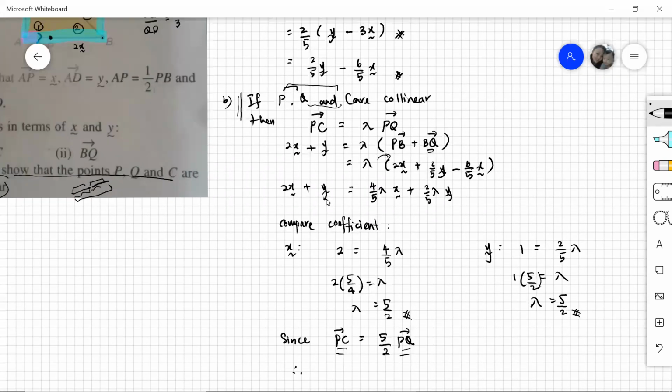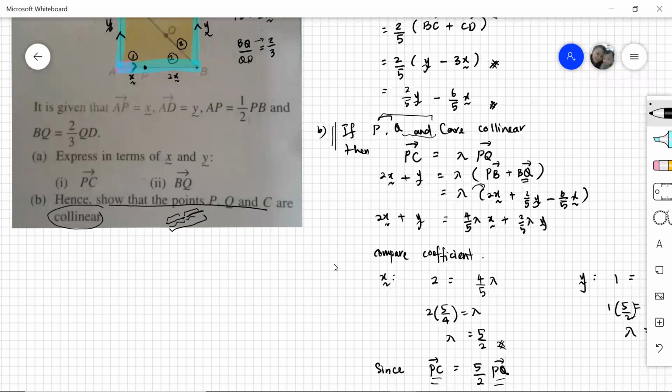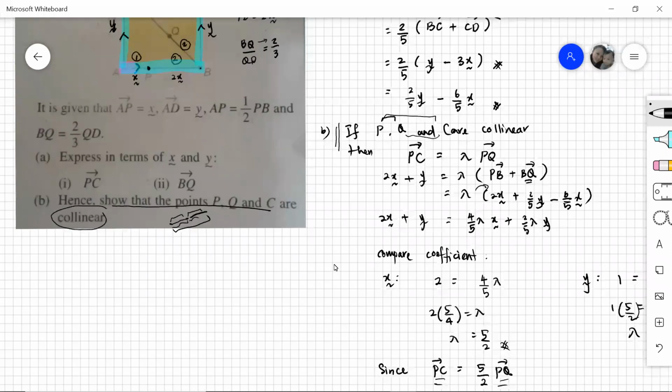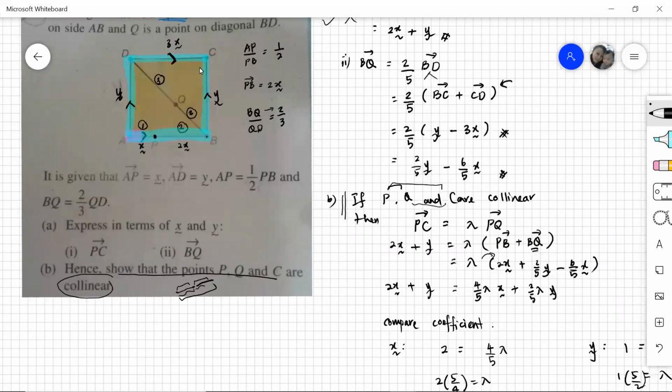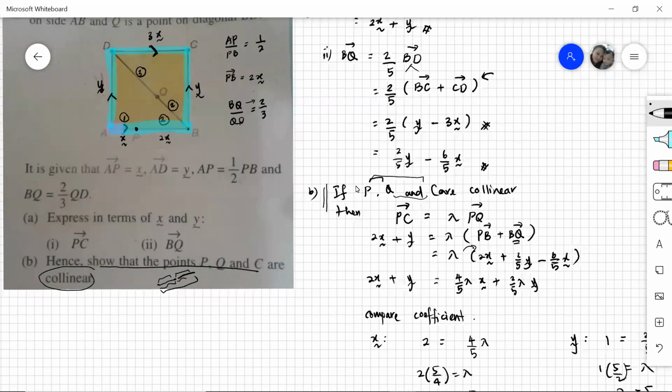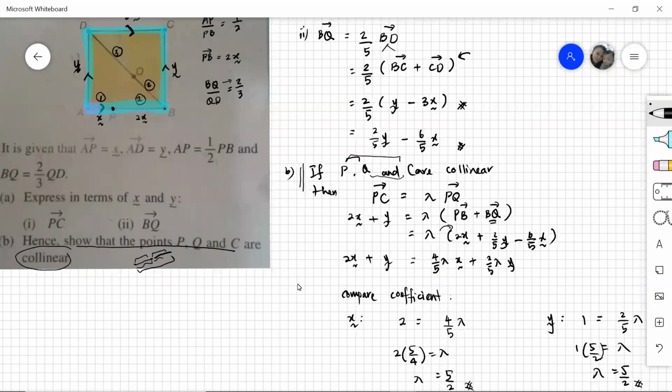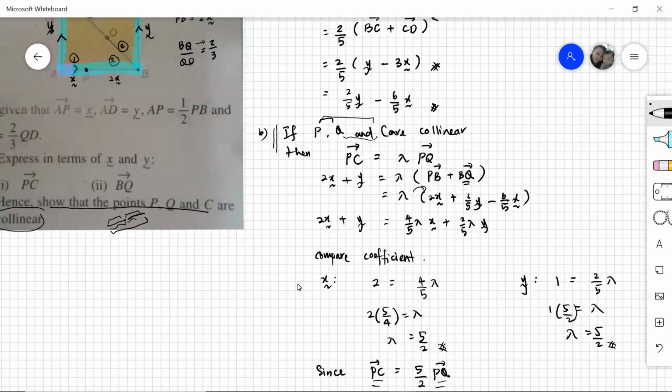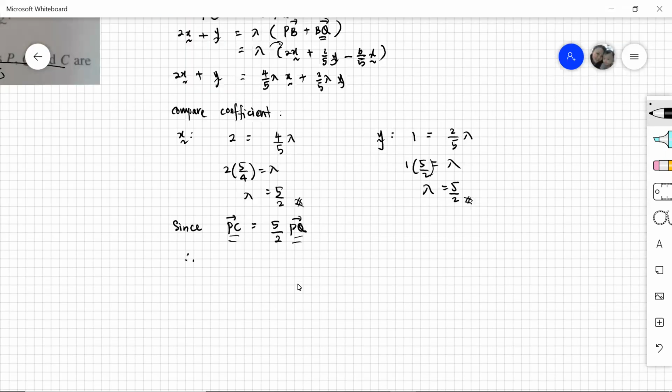Now, let's check with PC and PQ. This is PC, and PC is the one that is bigger. PQ is the one that is shorter. So our lambda makes sense. Since PC can be written as lambda PQ, whereby lambda exists, we have just proven P, Q, and C are collinear.